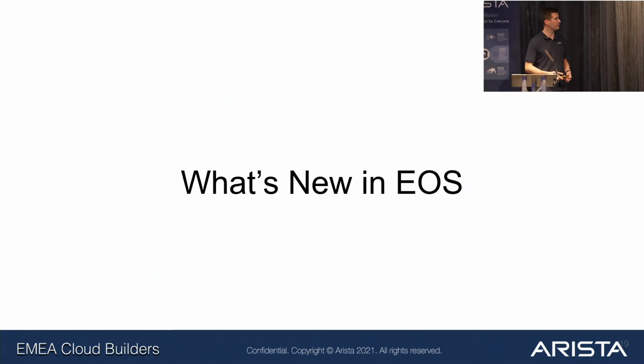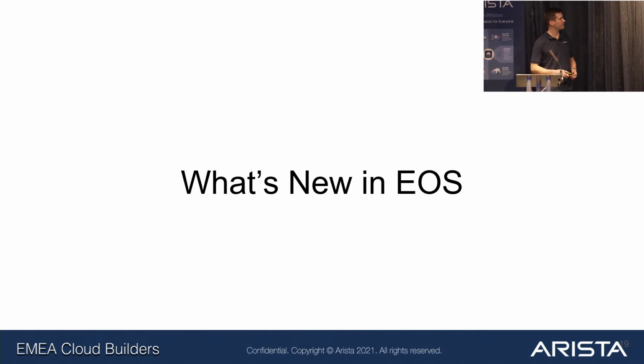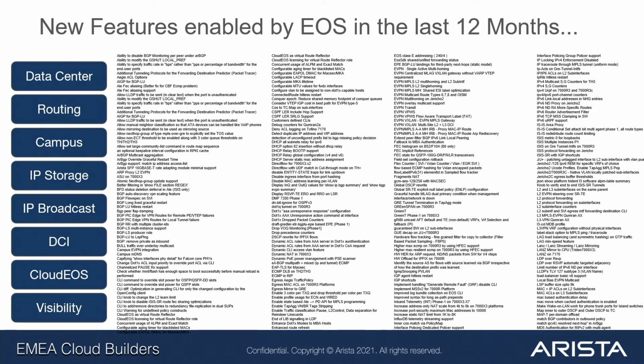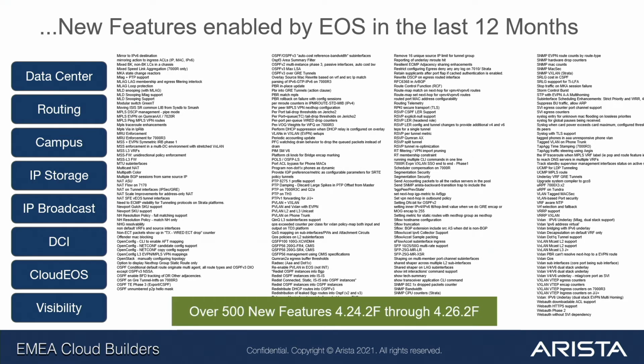So what's new? This is probably the bit that I wanted to get onto, really. So what's new in EOS? Lots of new features. We're going to go through every one of these one by one. So listen up. In the last 12 months, so honestly 14 months since our Q2 Cloud Builders last year, there have been over 500 new features. That's from 4.24.2F to 4.26.2F. When I was making this presentation, they actually released 4.27.0, so this goes up to about 600 new features that we've released in that point in time.